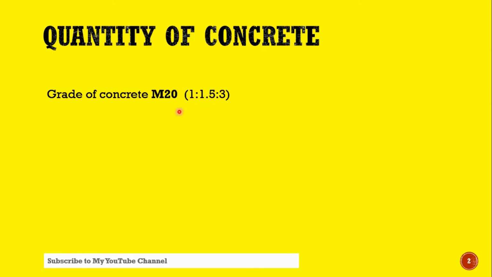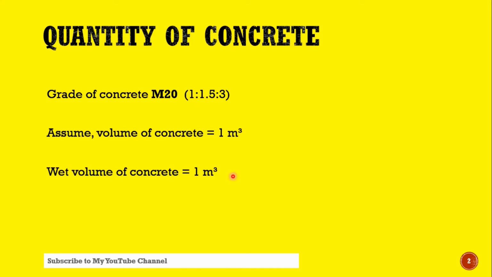Grade of concrete is M20. Here M stands for mixed proportion, that is 1:1.5:3. Here 1 is cement, 1.5 is sand and 3 is coarse aggregate. Assume volume of concrete as 1 meter cube. Wet volume of concrete equals to 1 cubic meter. What is wet volume? Wet volume is nothing but the volume of the concrete after mixing with water.